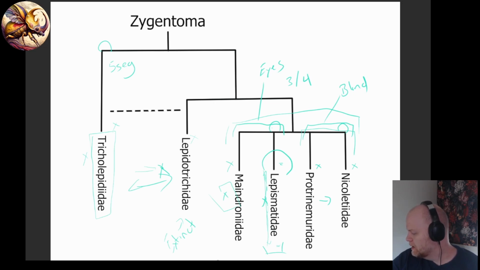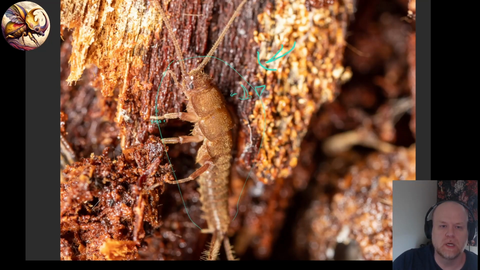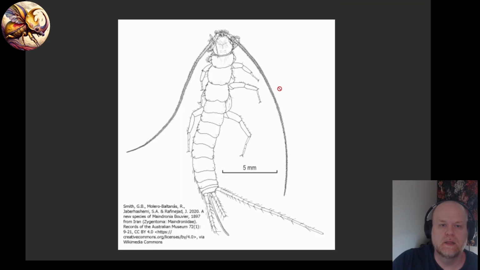Am I missing anything else? Not really. So let's go so we can see these. So the Tricholepidiids we already talked about. The Maindroniids are a little strange.